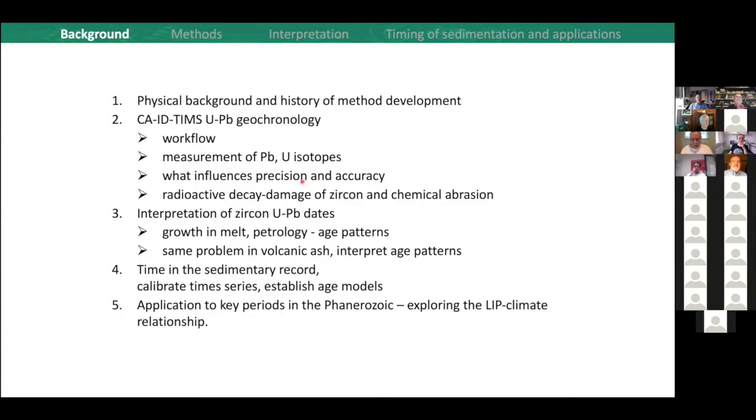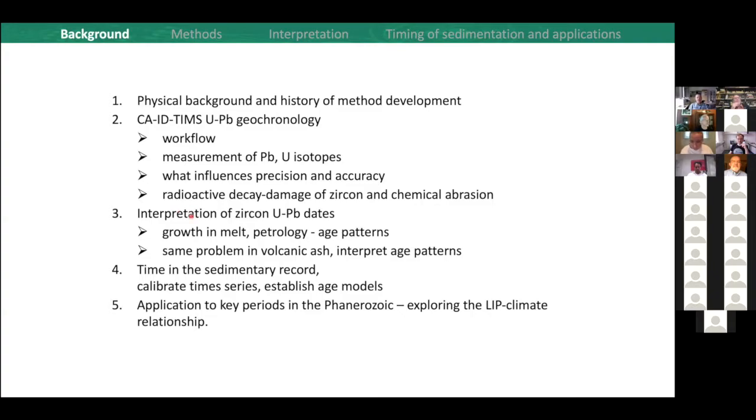And a very important central point in all this is something very physical of our material, the radioactive decay damage of zircon. So we have to spend a little bit of time understanding what this means and how we try to get around this problem. It's a major problem. So we will speak about chemical abrasion. And then we have to speak about how we interpret zircon dates.